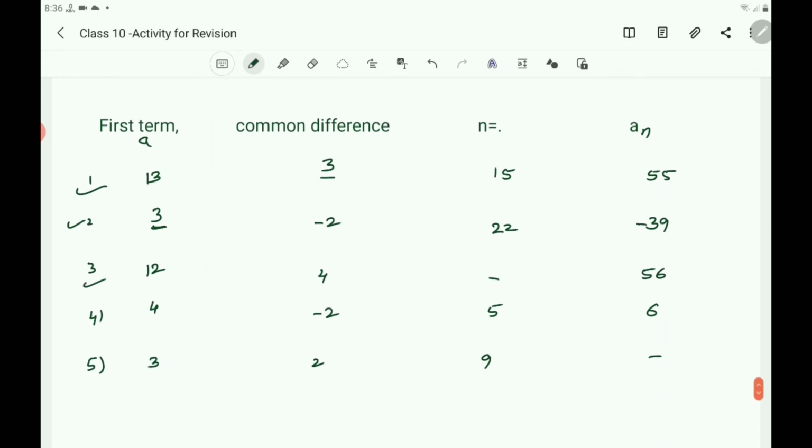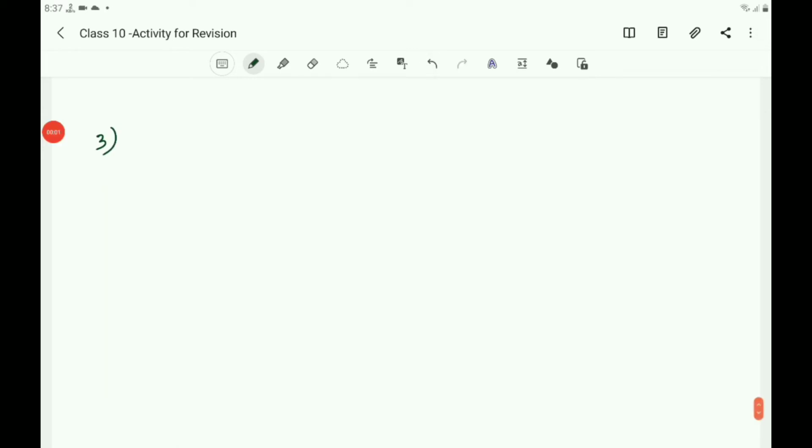Next, the third question. What is given here? a is given, d is also given, and an is given. What you have to find out? n we have to find out. Note down. Then you write given a equals 12 and d is given, d equals 4 and an is given, that is 56. an equals 56. What you have to find out? n equals question mark.